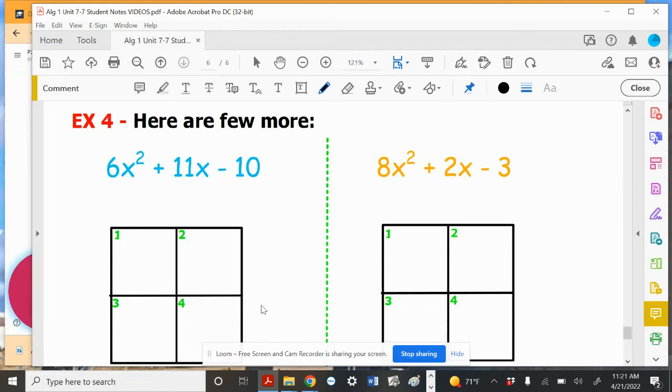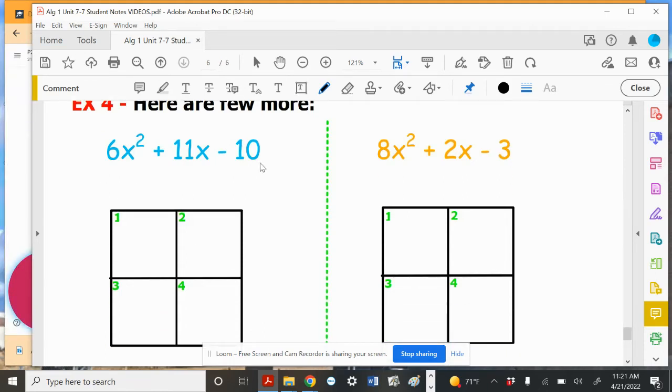Now we're going to go through the last two. So they get a little bit larger in numbers, but same method. I'm going to multiply the 6 and the negative 10 to get negative 60. I'm going to look at this sign here. This tells me they're both different. This tells me that the larger one is positive. Larger one's positive and they're different.